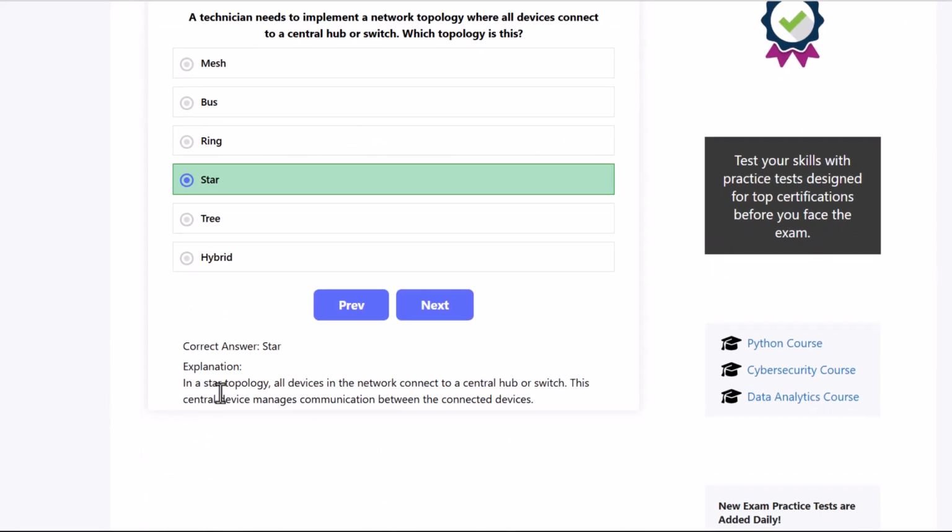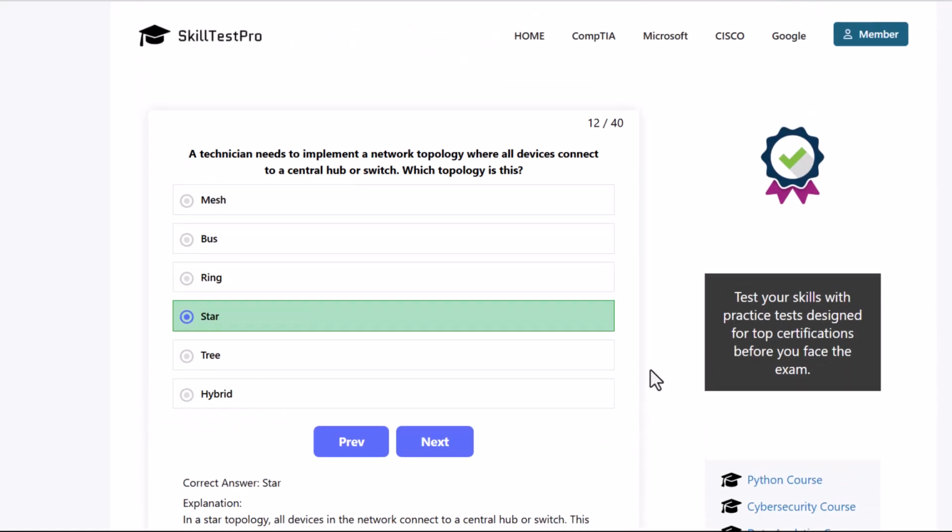In the star topology, all devices in the network connect to a central hub or switch. This central device manages communication between the connected devices.